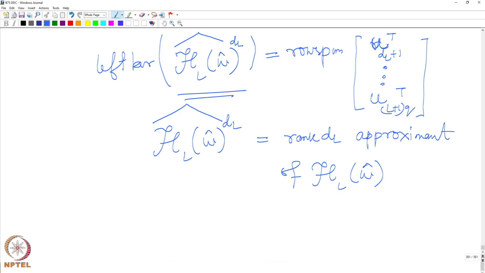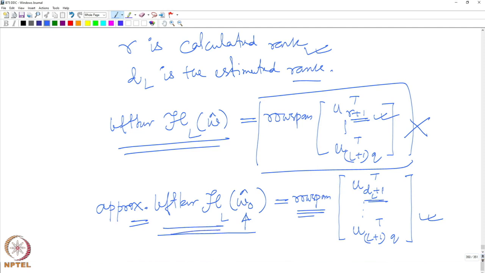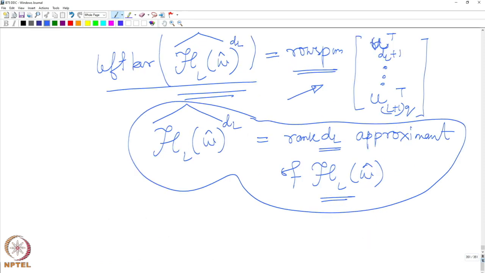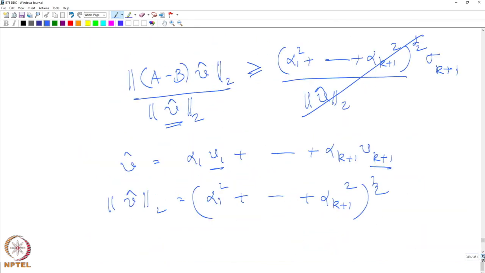Because this row span is the left kernel of this guy, and this is the approximated version of HL, where the rank is the expected or the estimated true rank of the data. That is why it is safe to say that this row span will give me an approximate row span of the original data for which the rank is equal to the expected rank. And this comes from the fact that when you do singular value decomposition you get the best low rank approximation like this.